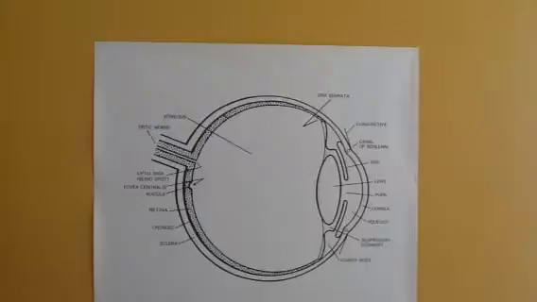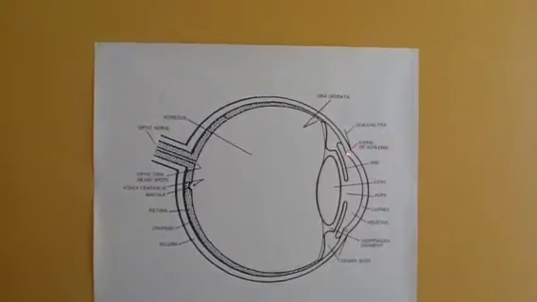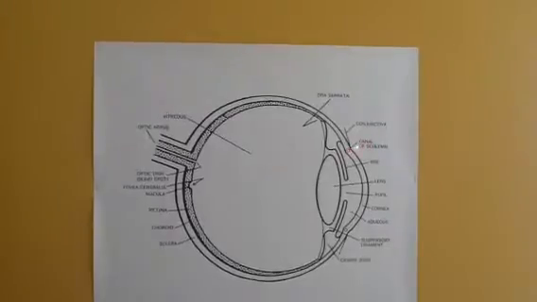The canal of Schlemm is a circular canal at the junction of the cornea and sclera that drains aqueous humor from the anterior chamber of the eye into the anterior ciliary veins.